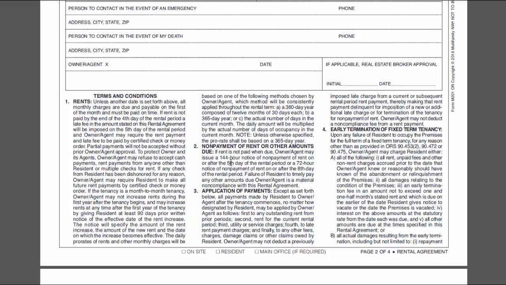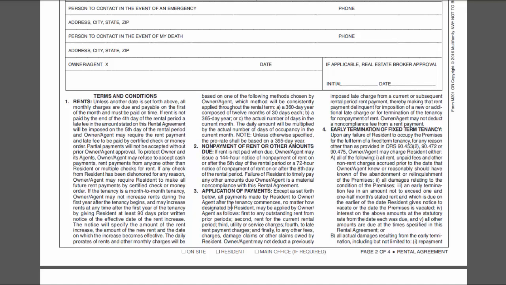Section 2 explains non-payment notices. Basically, if your rent payment is not received by the 8th of the month, we will issue a 72-hour non-payment notice, which will state that if your rent is not paid by a certain date, your rental agreement will be terminated. Section 3 goes over application of payments.